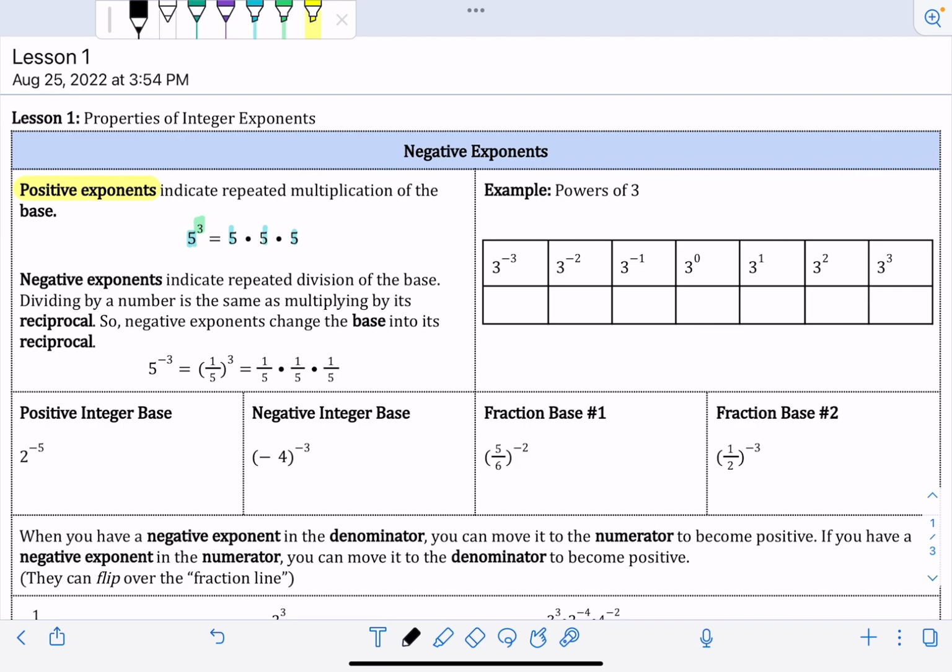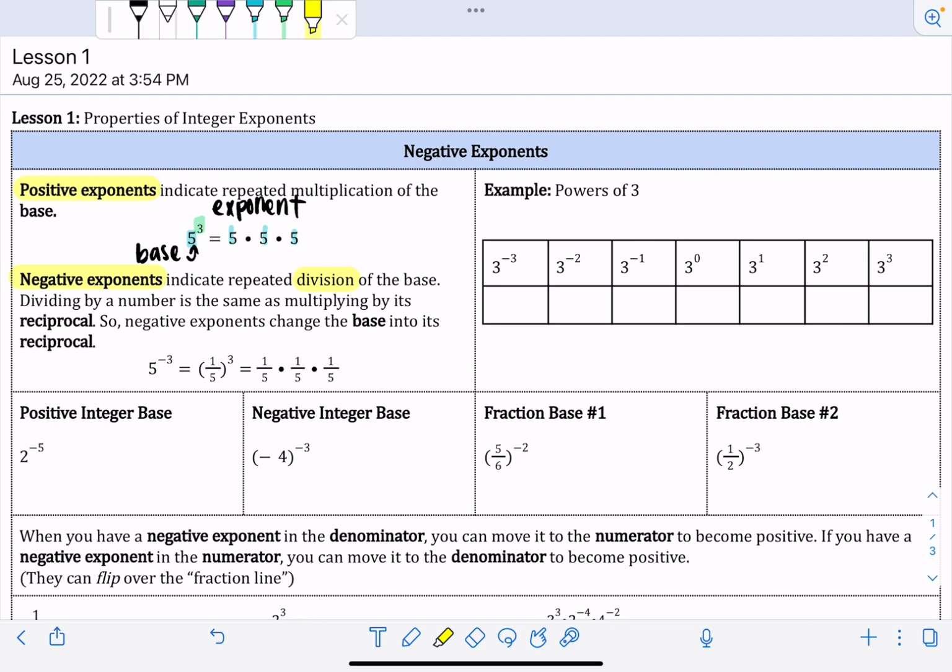So the 5 is what we call the base. And then, of course, that little 3 is the exponent. Negative exponents are just the opposite, right? Like a positive and a negative are opposites. So positive exponents are repeated multiplication. That means that negative exponents indicate repeated division. Positive and negative numbers are opposite, and multiplication and division are opposite, so it makes sense for them to be related in that way.